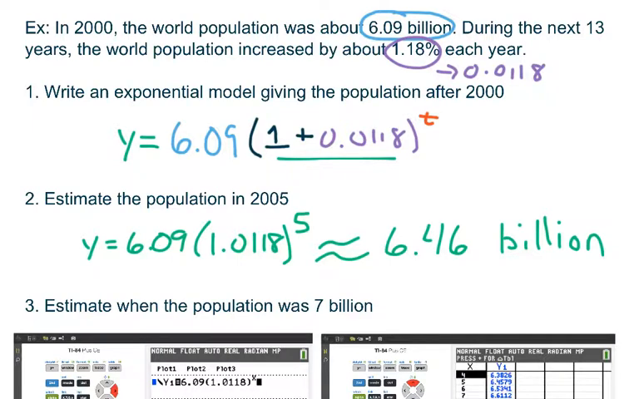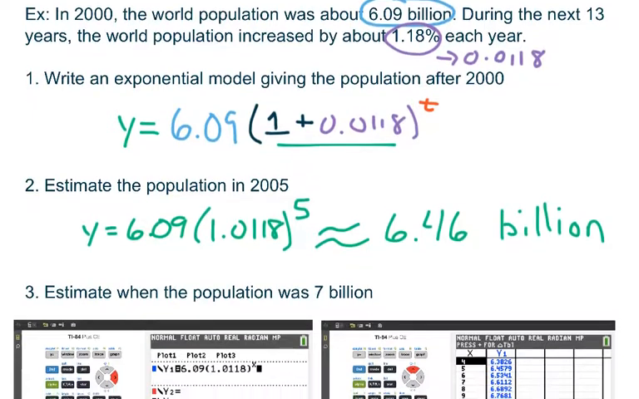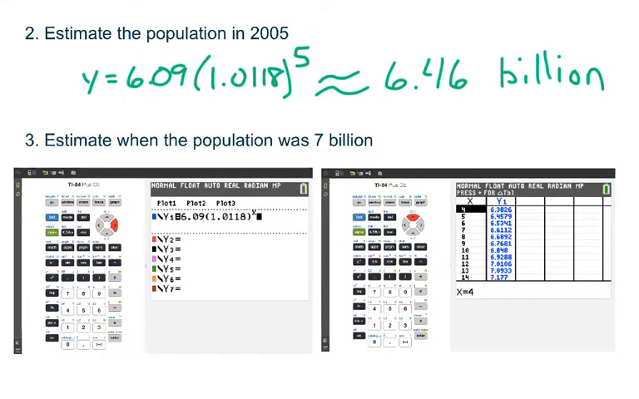Question number 3, estimate when the population was 7 billion. This is something we're going to use the calculator for again. In the y equals screen, I've changed it now to our function, 6.09 times 1.0118 to the x power. Now I need to figure out when the population was 7 billion, so I'm looking for a y value of 7. You're going to need to scroll in your table, and it looks like I'm right around 7 billion in year 12.